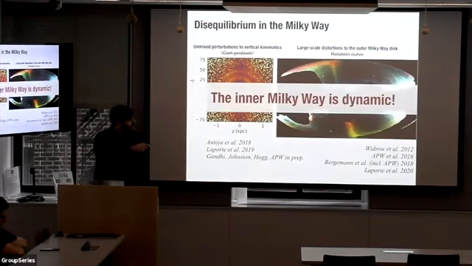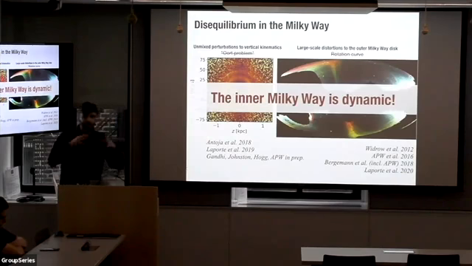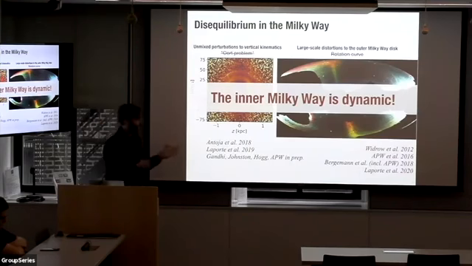So the inner Milky Way, and here inner, I mean where the disk is, is very dynamic, and so that already suggests that the toy picture of the Milky Way that I showed you before, static, simple mass profile, that's kind of out the window.